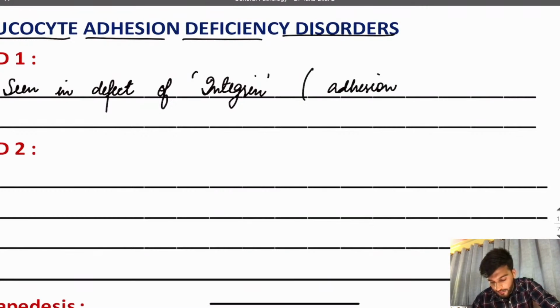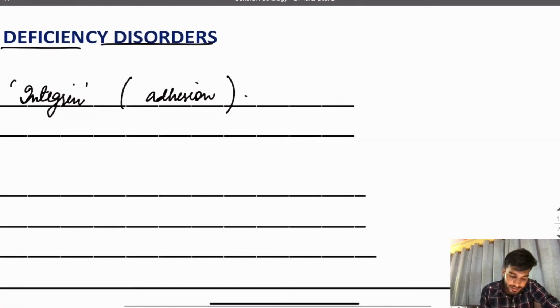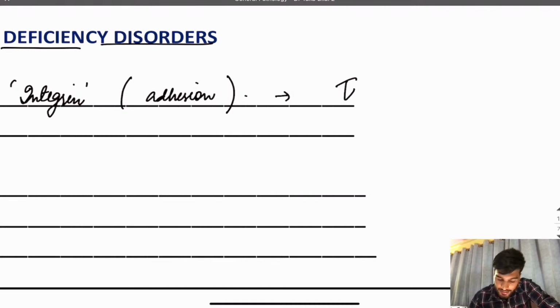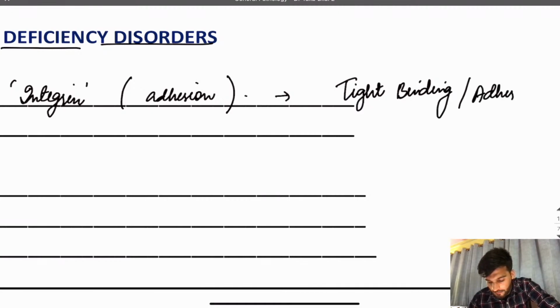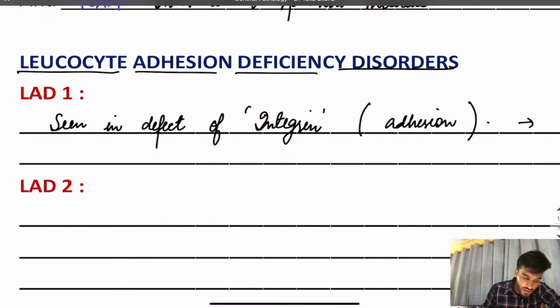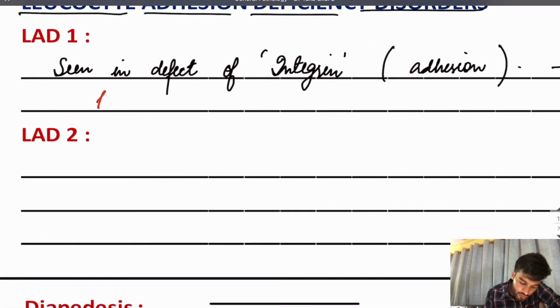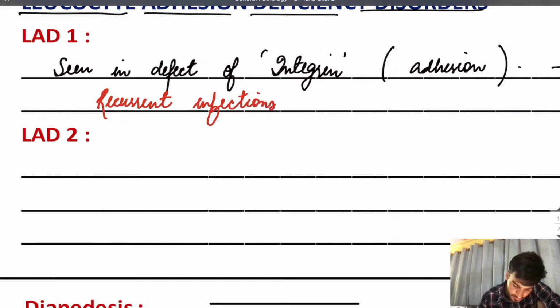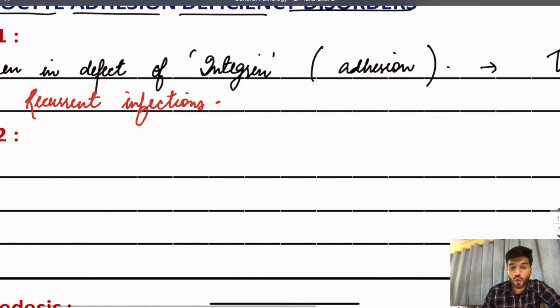Adhesion. Integrin helps in tight binding or adhesion. Now guys, the patient of LAD1 is seen to have recurrent infections. The patient has a history of recurrent infections in LAD1, and there are neutrophils but no pus formation.